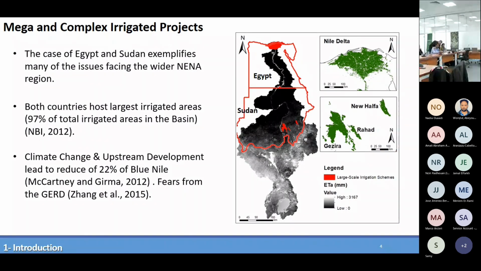Climate change is one of the challenges. Upstream development would reduce the availability of water. Both countries actually rely on the River Nile as a water resource, or the supply for the water resource.